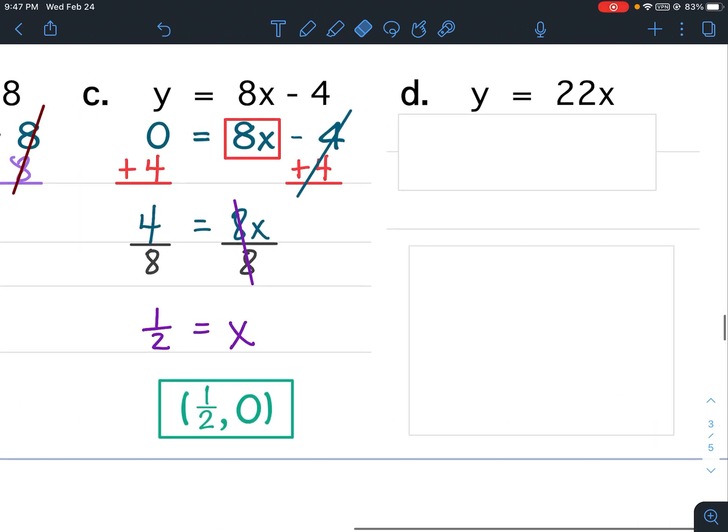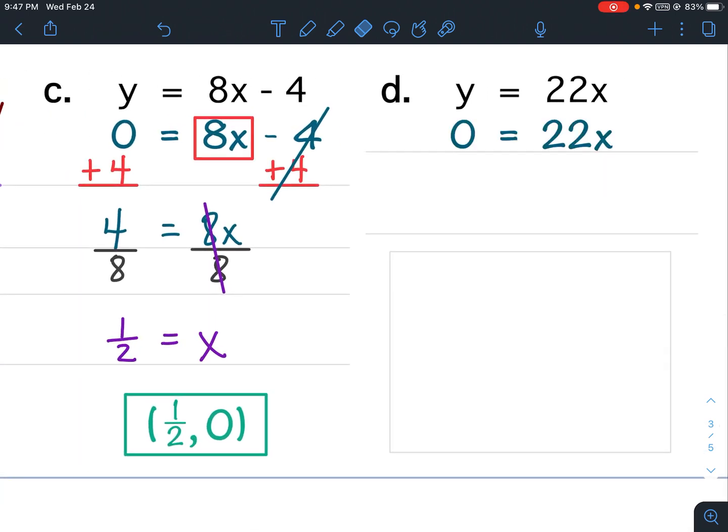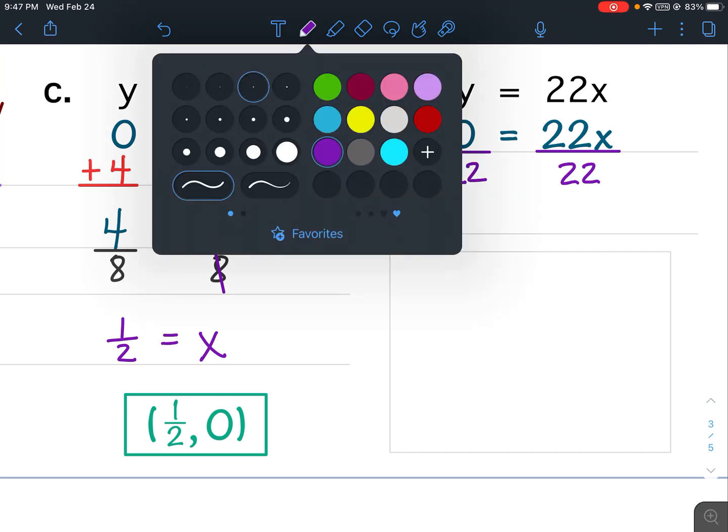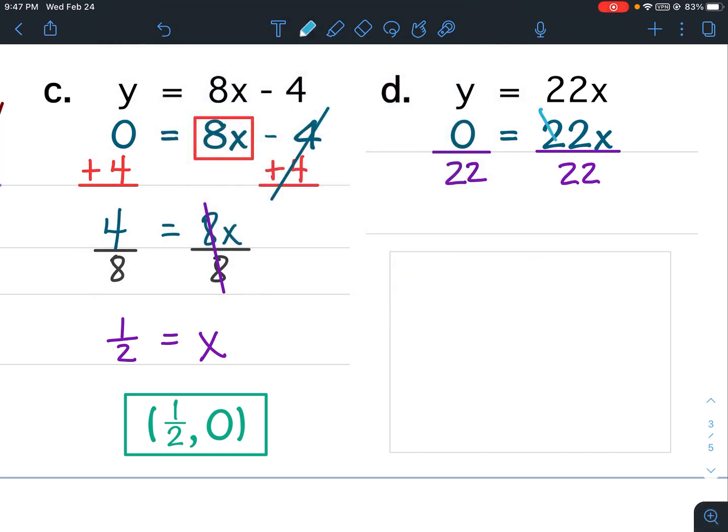All right, for D, again, I'm replacing y with 0. Well, notice there's not a constant added or subtracted on the end. So I don't need to worry about boxing the variable term. I can go directly to isolating the variable, which means I'm going to divide both sides by 22. Don't make this problem any harder than what it is, because it's not hard at all.